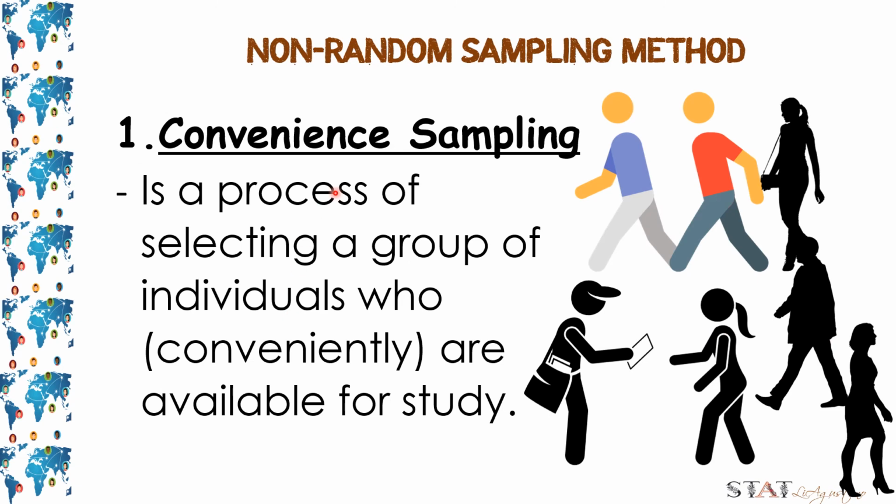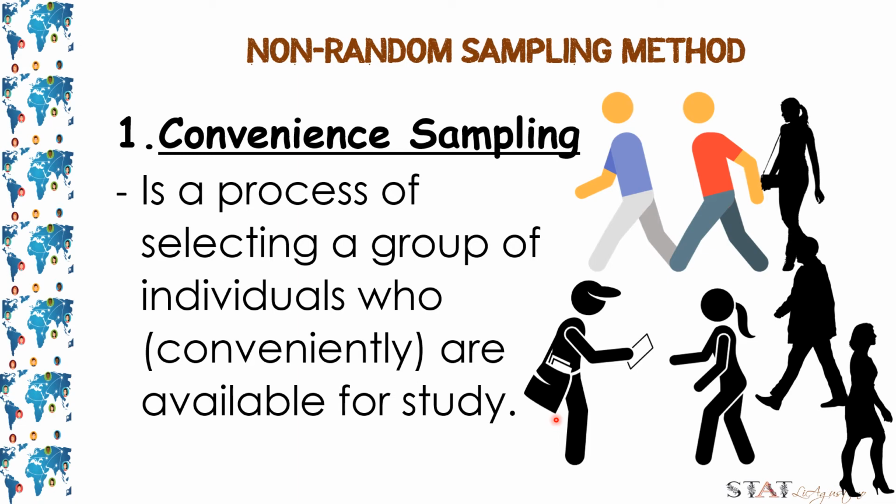What is convenience sampling? One of the methods of non-random sampling is convenience sampling. It is a process of selecting a group of individuals who are conveniently available for study. For example, you go to the city and usually you see people giving out some questionnaires or giving out some coupons. So just convenience.